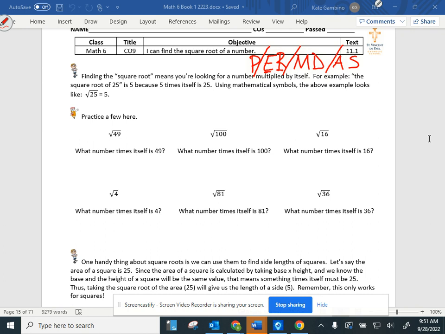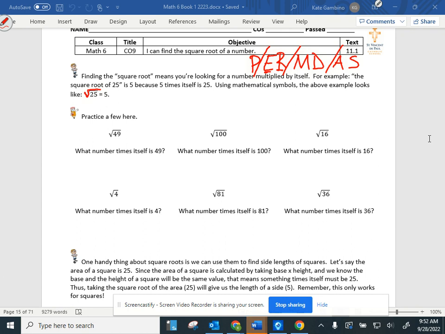So finding the square root means you're looking for a number multiplied by itself. For example, the square root of 25 is 5 because 5 times 5 itself is 25. Using mathematical symbols, the above example looks like the square root of 25 equals 5. So that little symbol means square root. So we're going to practice a few.